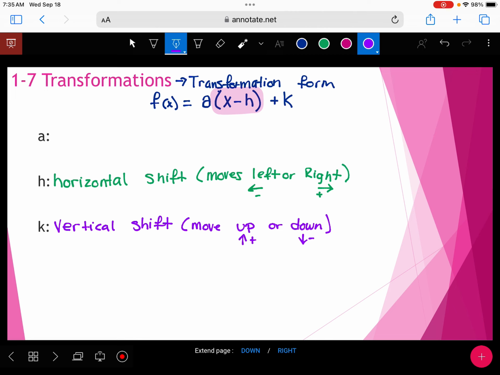Okay, so H moves us sideways, K moves us vertically. A has 2 jobs. So there's a couple of different things that A can do, and there's a few ways of writing it. So I'm going to think about parabolas. You guys talked about them at the very, very end of Algebra 1, briefly. You talked about factoring and stuff, looking at the U-shaped guys.